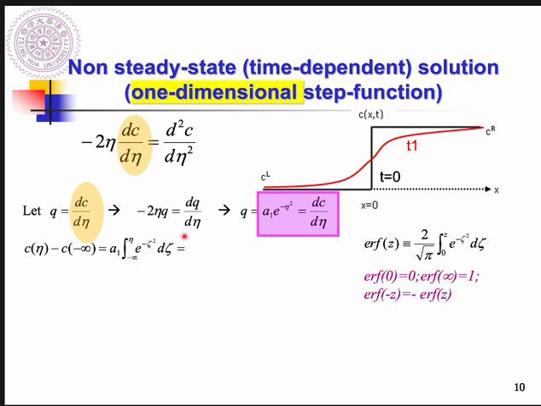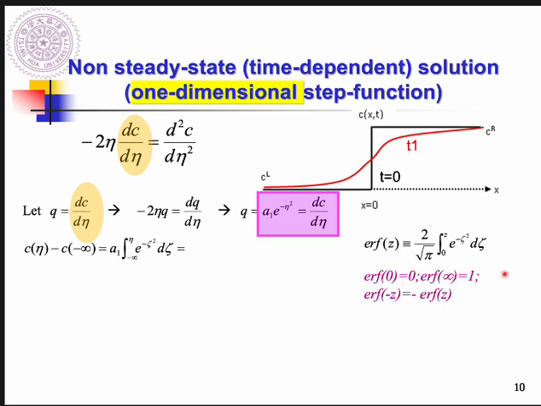If you take a look here, this term is quite familiar with what you learned in the error function. Just a quick review of the error function: it is an odd function, so erf(0) equals 0, erf(infinity) equals 1, and since it's odd, erf(negative z) equals negative erf(z). These are some properties of the error function.